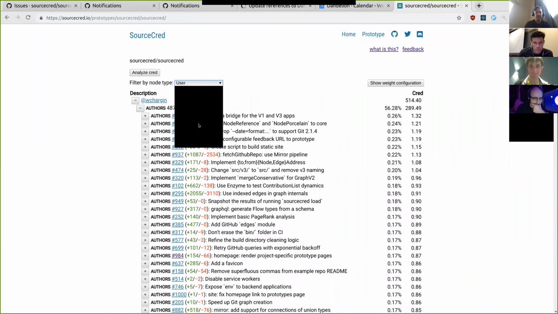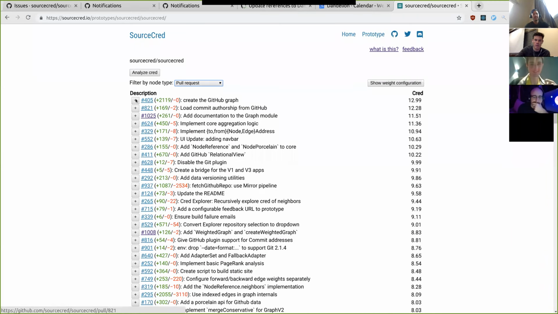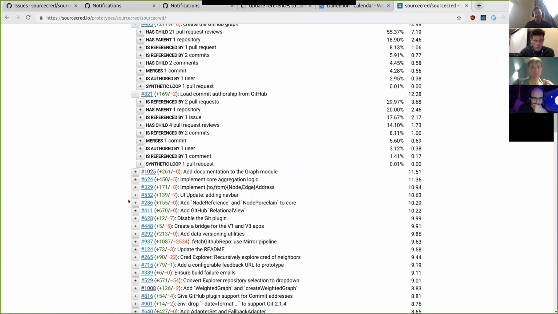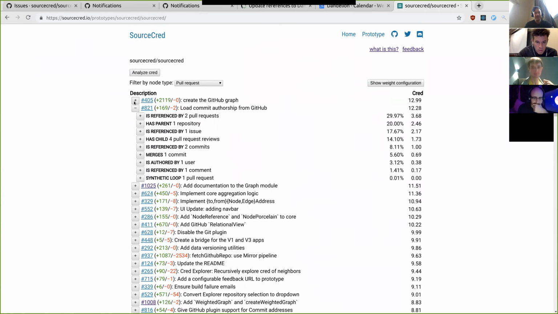So if we go and look at the pull requests, "Create the GitHub graph" I think is genuinely quite an important pull request. "Load commit authorship from GitHub" is not particularly important. There's nothing wrong with it. It's a fine pull request, but I don't think it should be in the top 10% by pull request. So this is a false positive.